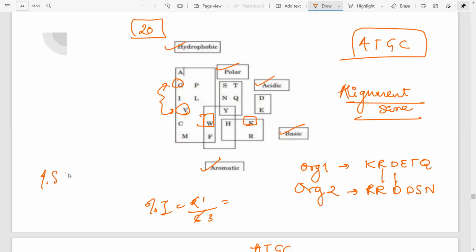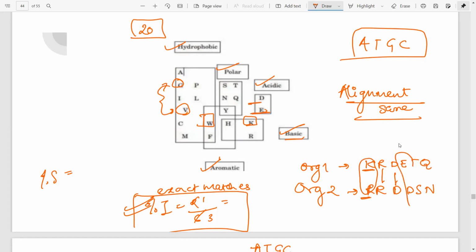But percent similarity will be something different. How? See, percent identity says the exact matches. So exact matches here are only 2. For percent similarity, see here you have K and R, that is lysine and arginine. Since both are basic amino acids, these are similar amino acids. So therefore, the similarity here is one similar residue. Then E and D. So E and D both are acidic, so these are also similar. So now if you count the percent similarity value, it will be higher, right?